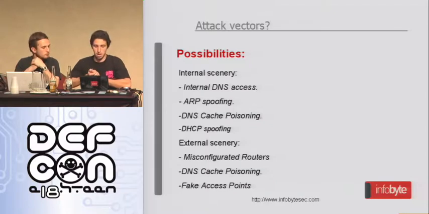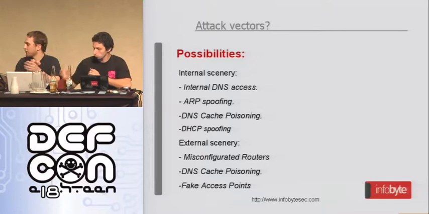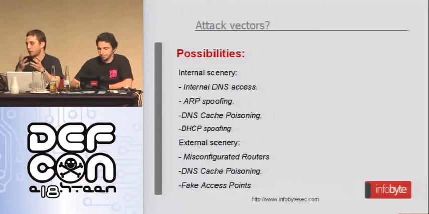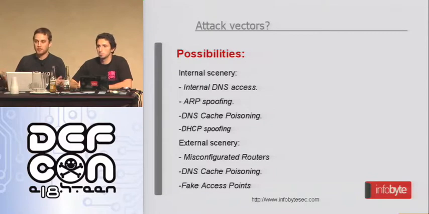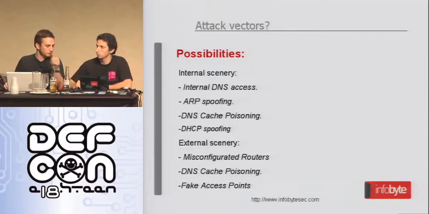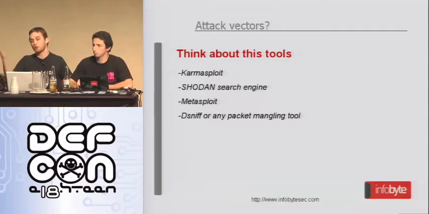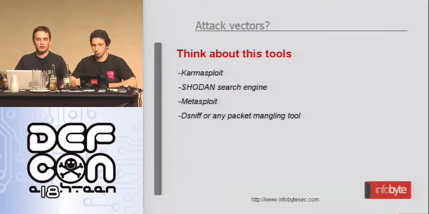wireless access point. Also, imagine how many DSL routers are out there without any kind of password, or using the default password. So you have 52 reasons to make a little botnet in just a few hours of scanning. I think most of you know Karma, Exploit, Shodan, the search engine. It has some prefixes so you can find routers with default passwords. Metasploit has a lot of ways to help you do that, and any packet mangling tool will do the trick.